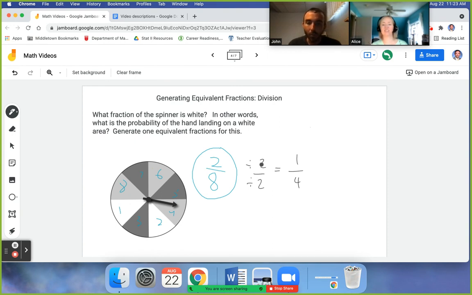So if I were playing this game at the boardwalk and I picked white, I'm probably going to lose. I have a 1 in 4 chance that I will win this game for the hand to land on a white sector. You'd have to keep your fingers crossed. Yes. So I'll lose my quarter at the boardwalk.